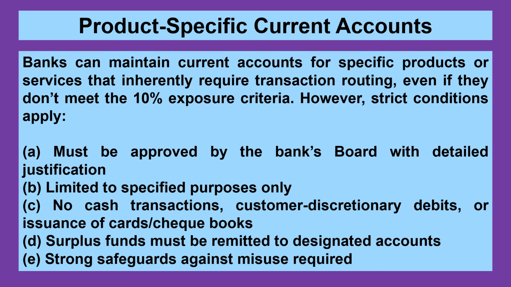Product specific current accounts. Banks can maintain current accounts for specific products or services that inherently require transaction routing even if they don't meet the 10% exposure criteria. However, strict conditions apply. A. Must be approved by the bank's board with detailed justification. B. Limited to specified purposes only. C. No cash transactions, customer discretionary debits, or issuance of cards or checkbooks. D. Surplus funds must be remitted to designated accounts. E. Strong safeguards against misuse required.